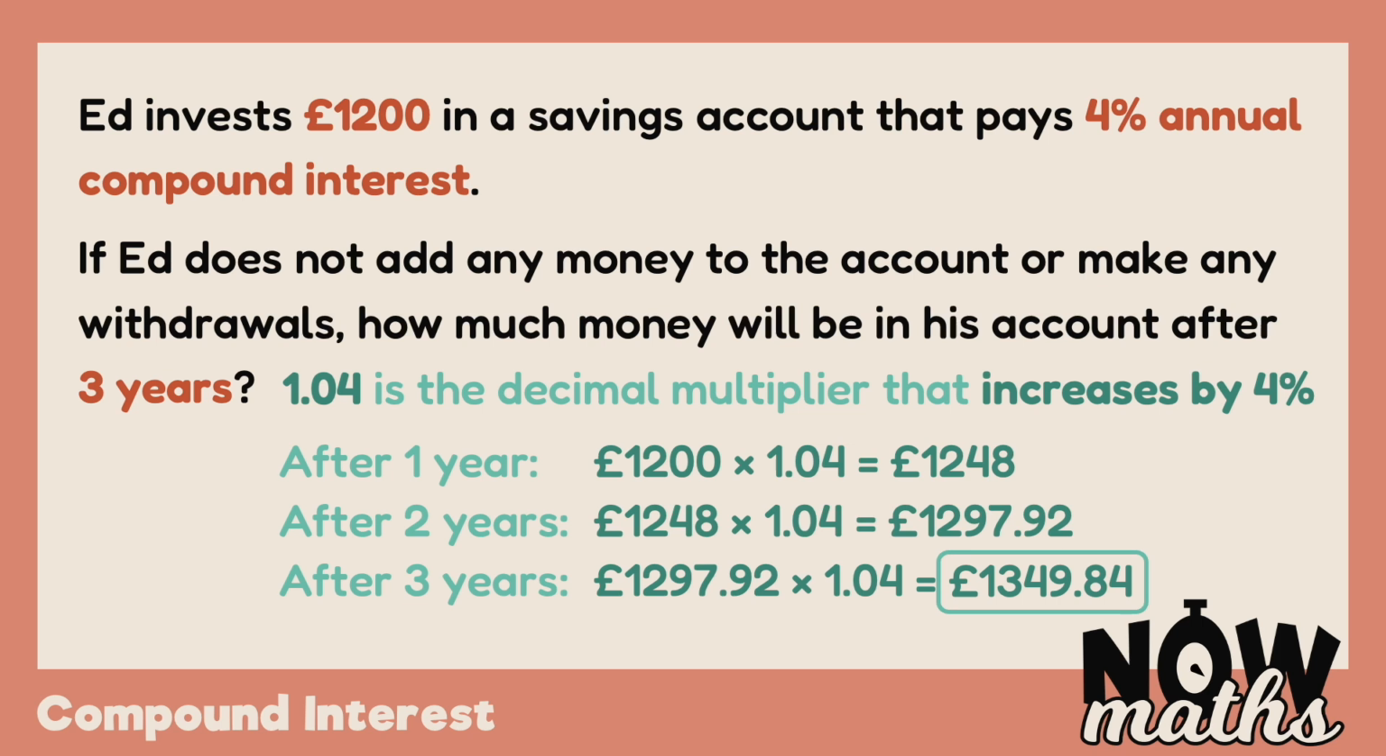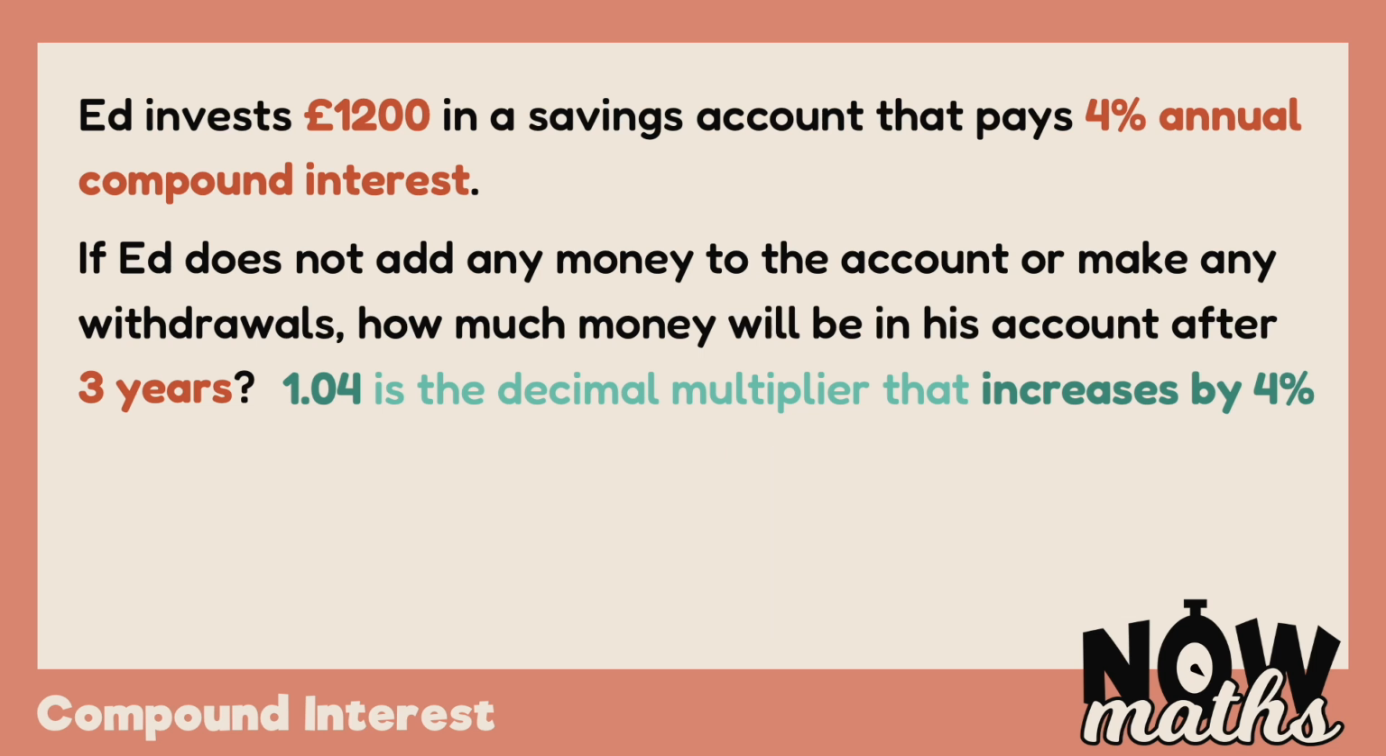The method we've just used has obtained the correct answer to this question. However, if the question asked how much he had in his account after 5 years or 10 years, or perhaps even more than that, this method could get quite lengthy. So we're now going to take a look at how this method could be made slightly shorter.